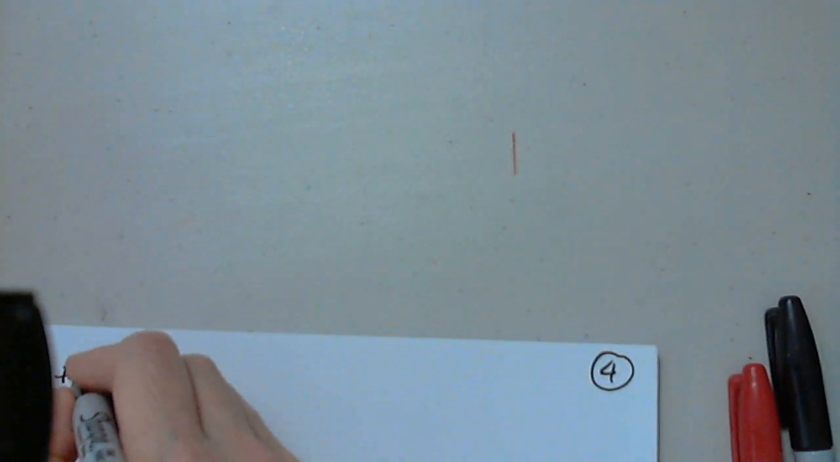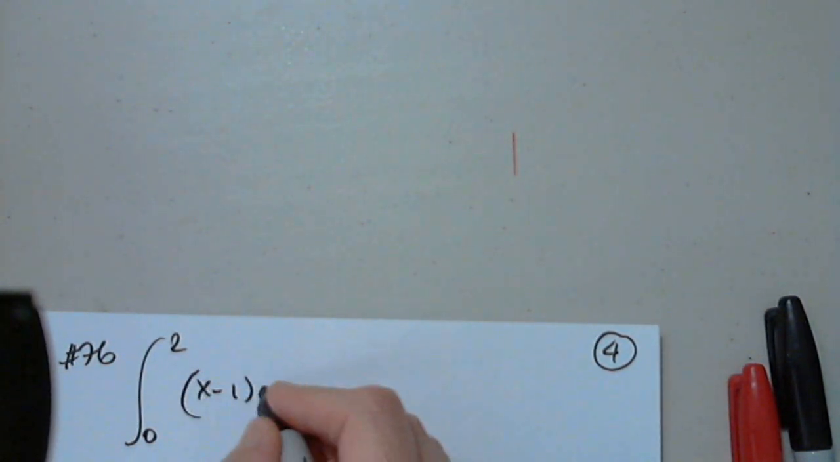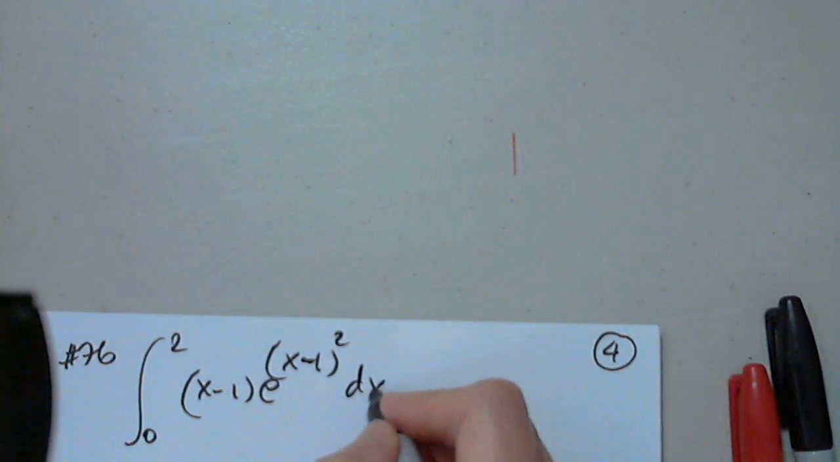So the homework question was 76. So let's take a look at 76. Okay, so let's do 76 in class. And you don't have to do it. The integral from 0 to 2 of x minus 1 times e to the x minus 1 squared dx. Perfect.